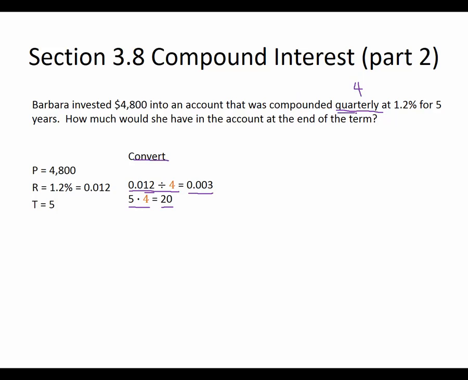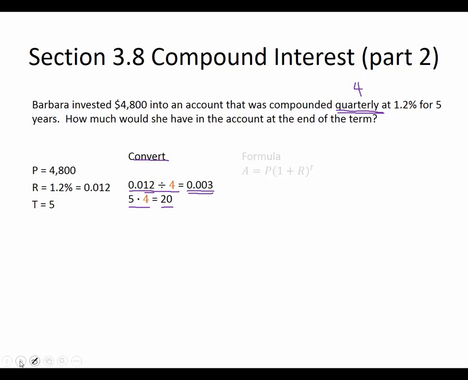and it's because we're compounding quarterly. If this had said monthly, I'd be using 12 instead of 4. If it had said semi-annually, I'd be using 2 instead of 4. And then daily, I'd be using 360. An important point here is I don't want to round any of the numbers yet. That 0.003, I'm going to leave it as is. Do not round it. If it's a really ugly long decimal, same thing.